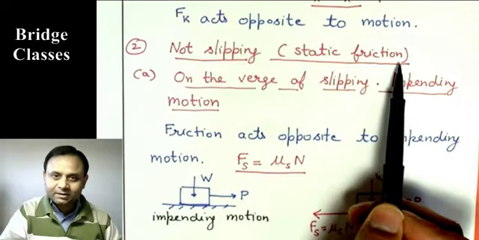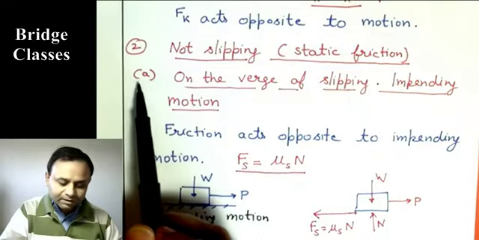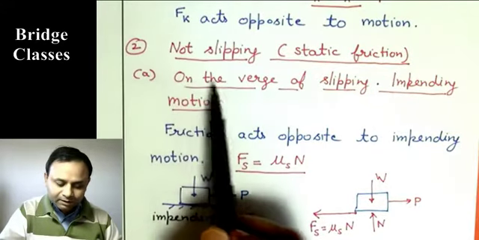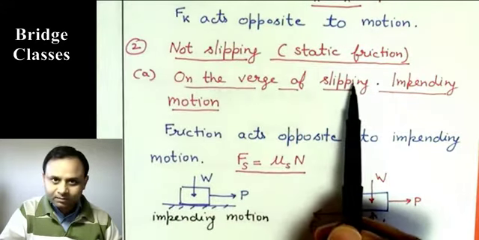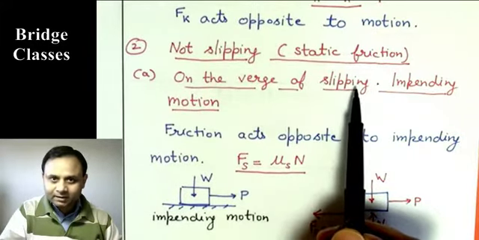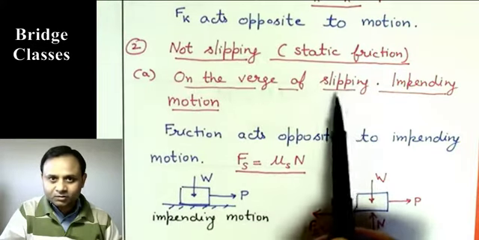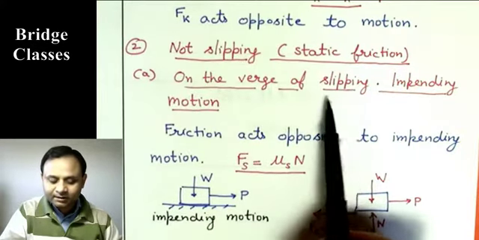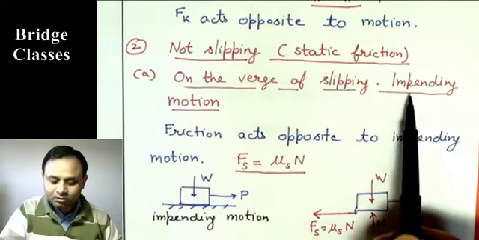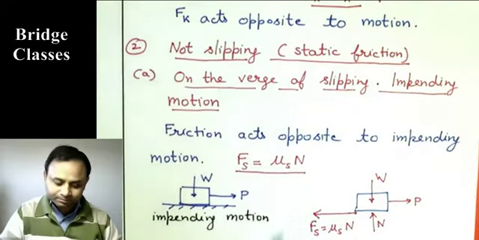And within static friction, there are two scenarios. One is the body is on the verge of slipping. So a slight increase in external forces and the body is going to slip. It is not slipping yet, but it is on the verge of slipping. This is also called impending motion.